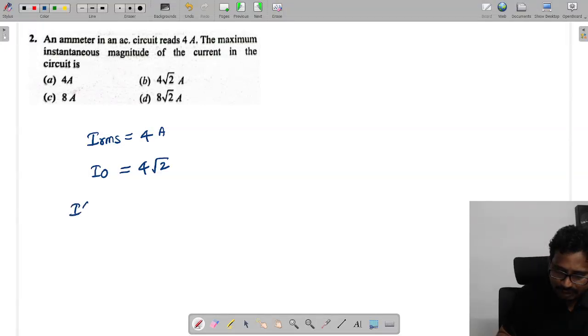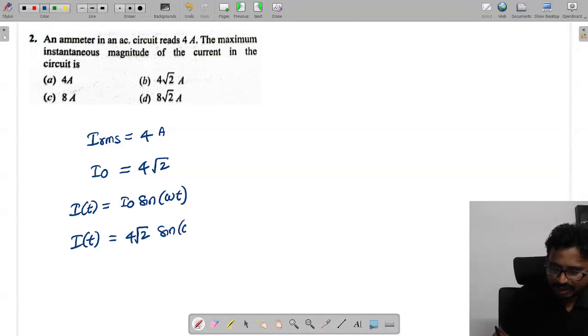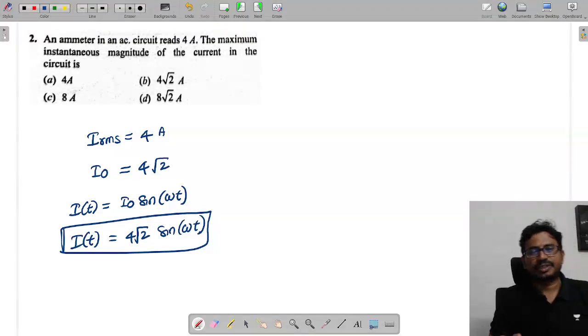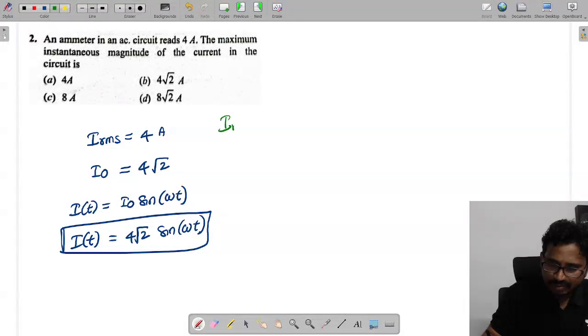So the I of t expression is I naught into sine of omega t, which is equal to 4 root 2 into sine omega t. Now what is the maximum value of this current? This is maximum when sine omega t is 1. So the maximum instantaneous current is nothing but I naught, which is equal to 4 root 2.